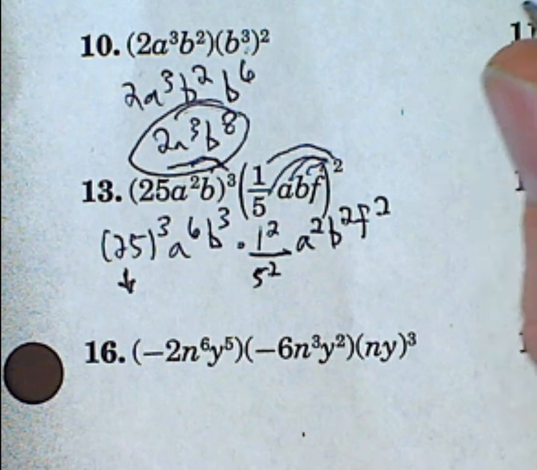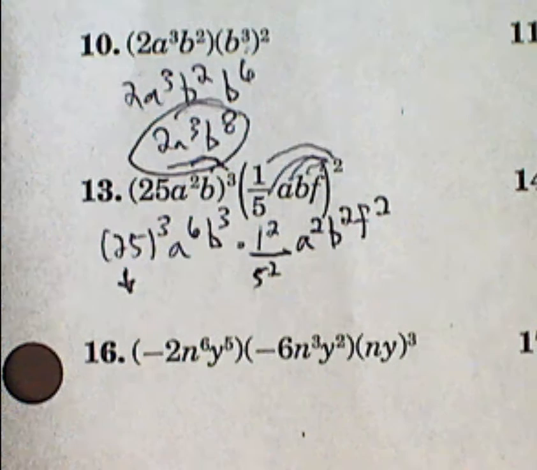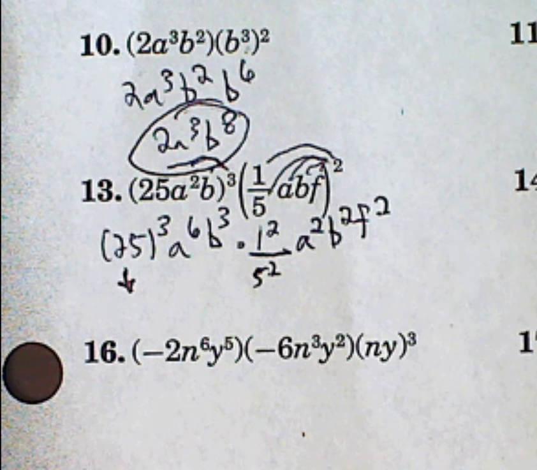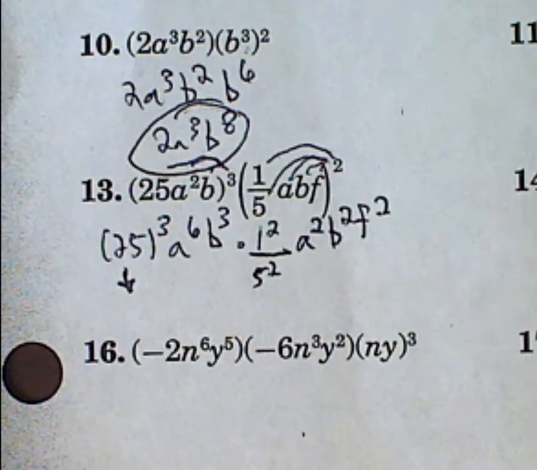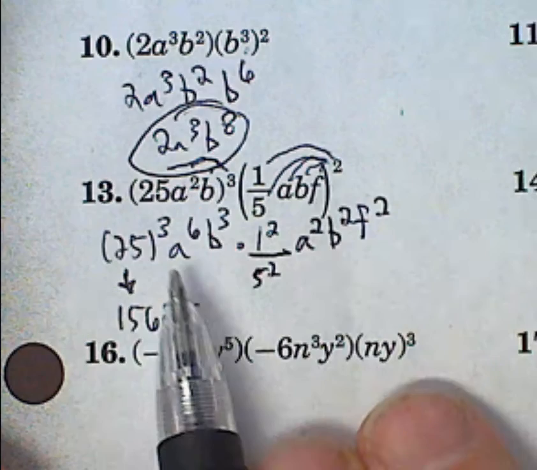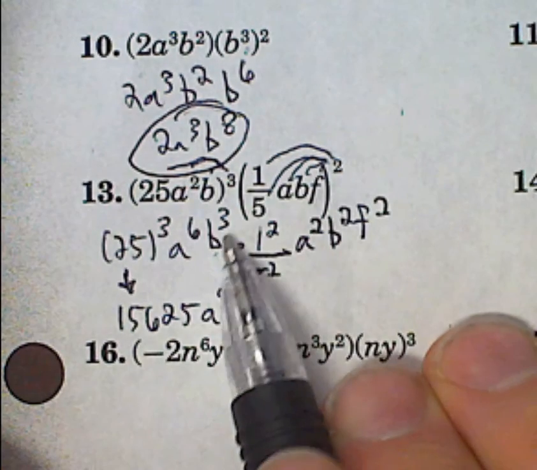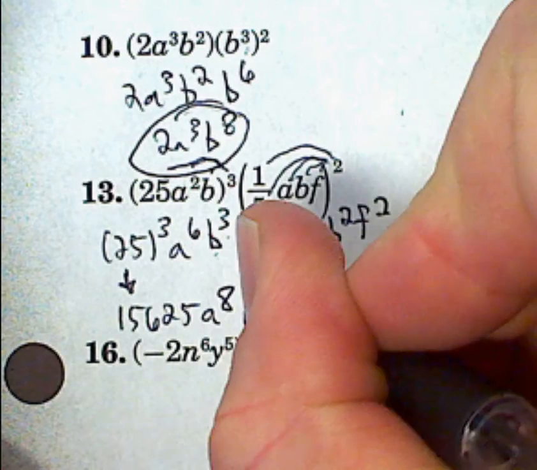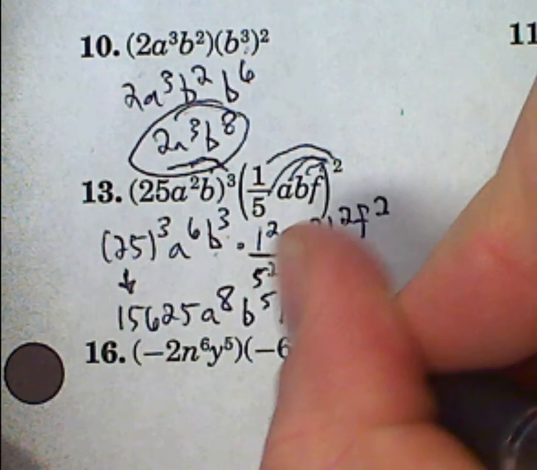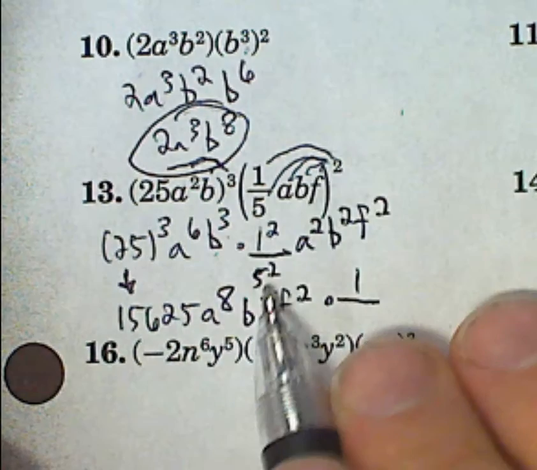25 to the third becomes 15625. A to the 6, a squared becomes a to the 8. B to the third, b squared becomes b to the 5th. F is by itself, so that's f squared. And then 1 squared is 1. 5 squared is 25.